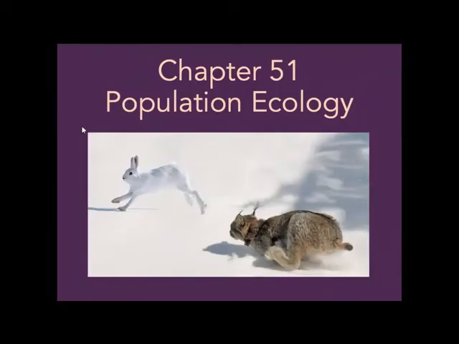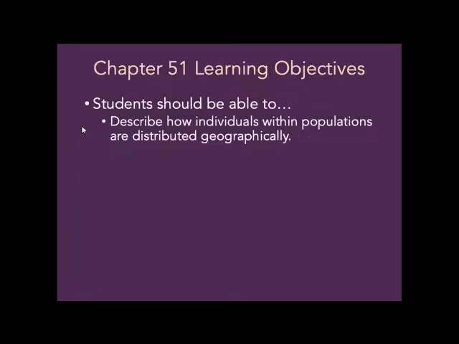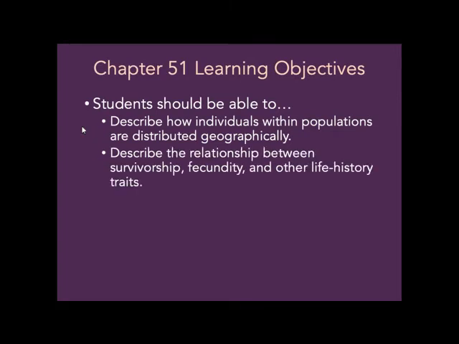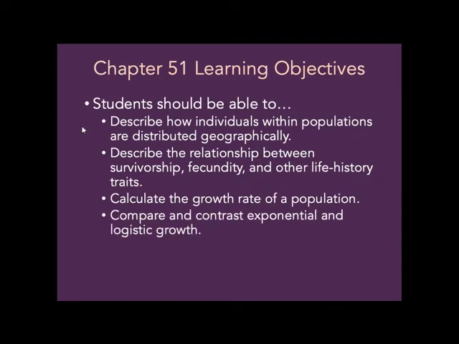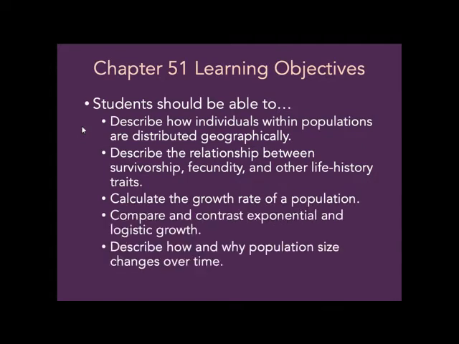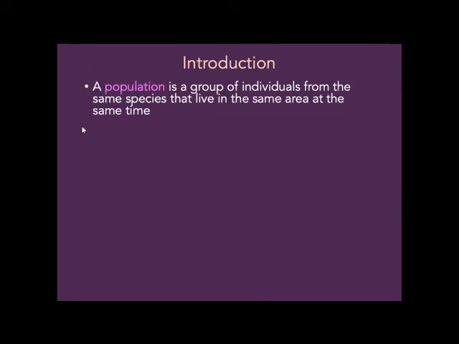Welcome to Chapter 51, Population Ecology. By the end of this chapter, you should be able to describe how individuals within populations are distributed geographically, describe the relationship between survivorship, fecundity, and other life history traits, calculate the growth rate of a population, compare and contrast exponential and logistic growth, and describe how and why population size changes over time.